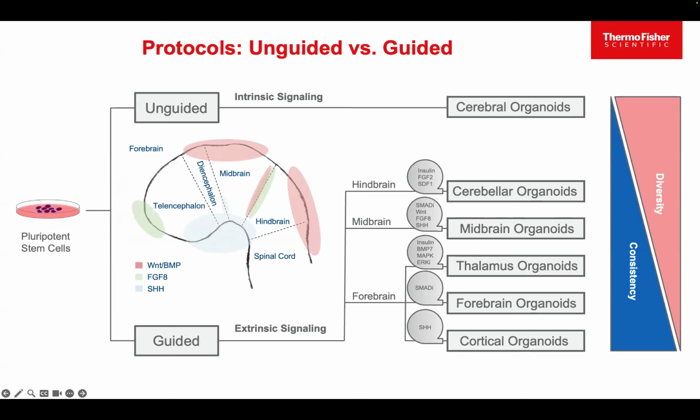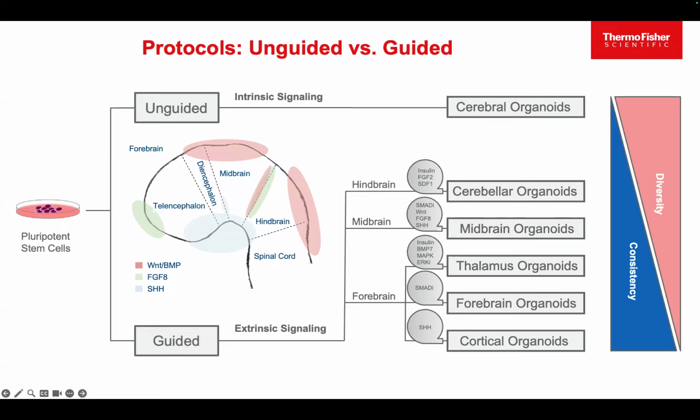Generally speaking, the unguided or self-pattern protocols are really good for developmental studies or studying neurodevelopmental disorders, where we want to look at communication between different brain regions. And again, that's because these unguided protocols, these cerebral organoids, display multiple regional identities all within a single organoid structure.